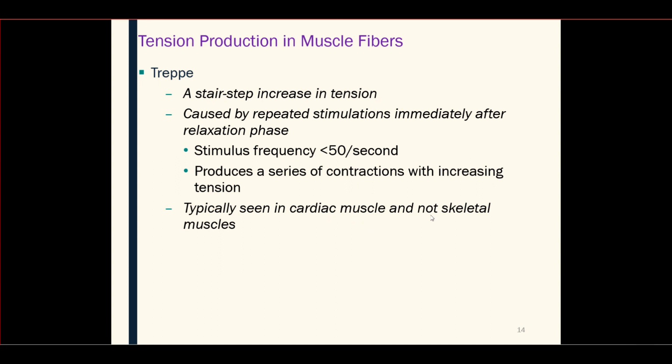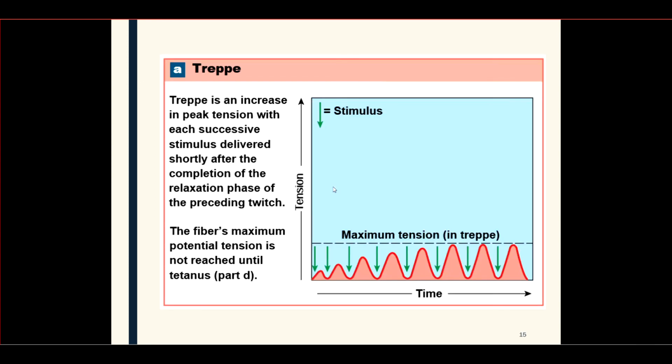The concept I want you to know, though, is that as we increase the frequency of stimulation, and again, the stimulation is happening right after the twitch contraction relaxation phase, we're going to get a slow increase, and then at some point it's going to level out. But again, maybe 25% of maximal. We never get 100% up here. So this concept is known as treppe.